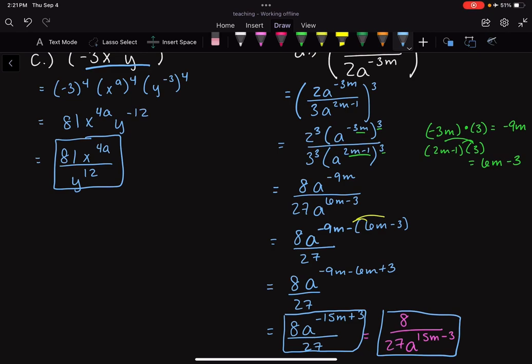So that's actually going to be it for R2. So that's it for this section.